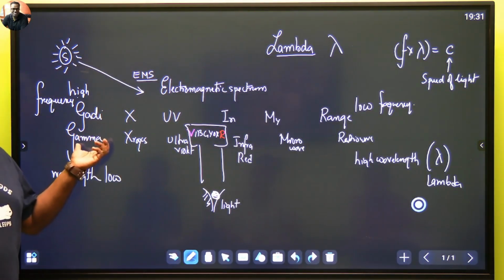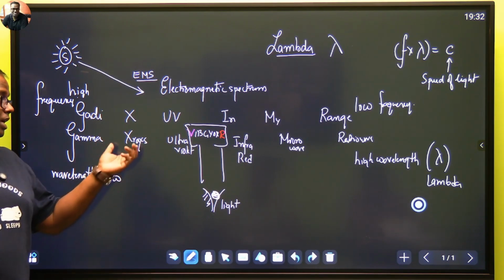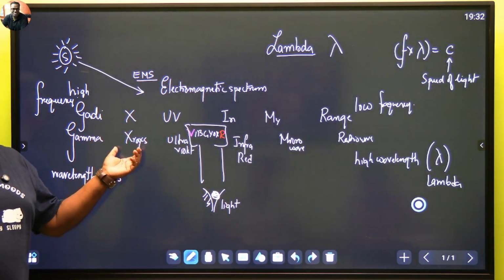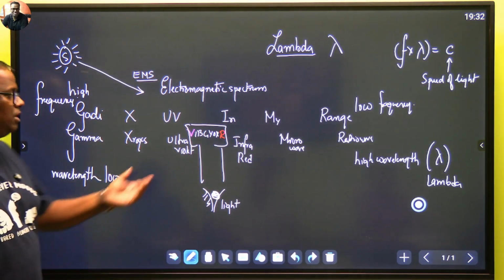Gamma rays are extremely energetic. The more the frequency, the more the energy. Gamma rays can penetrate even inside concrete. X-rays are cancer-causing, just know this much. X-rays can penetrate your bones. Ultraviolet cannot penetrate, but is equally cancerous.